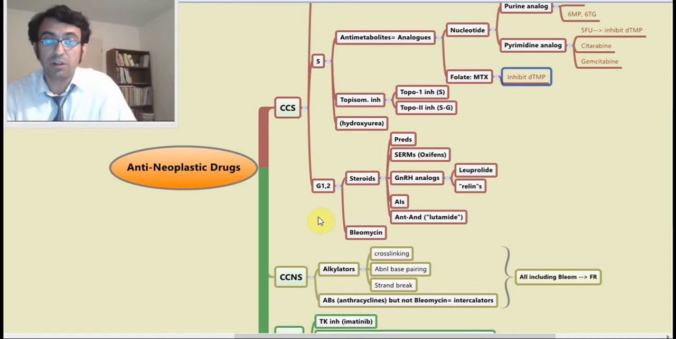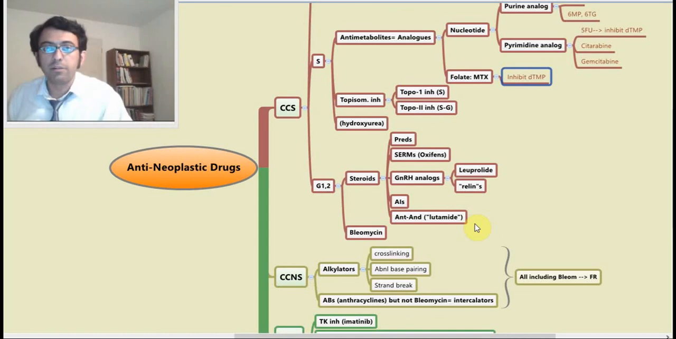And we have anti-androgen, the lutamide drugs such as flutamide. And we have aromatase inhibitors such as exemestane and anastrozole. These are aromatase inhibitors that I've mentioned here.